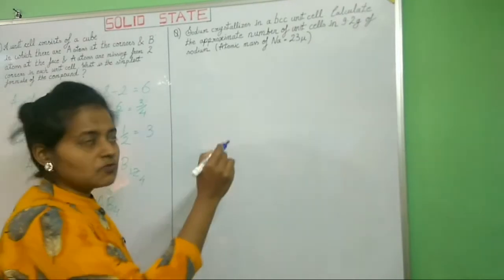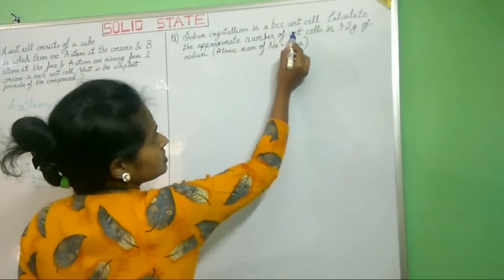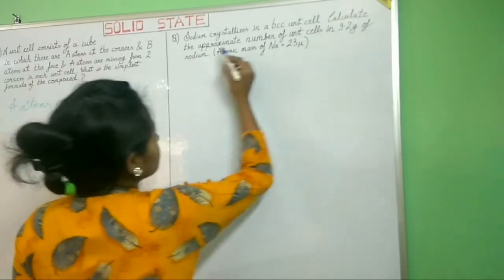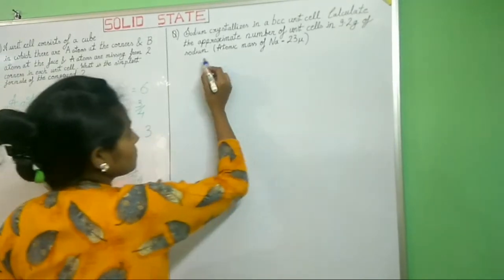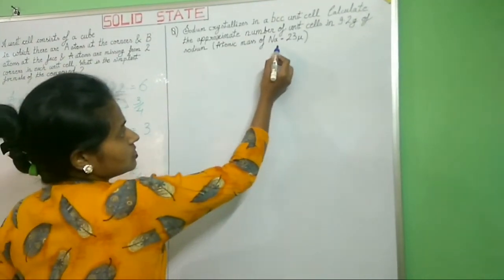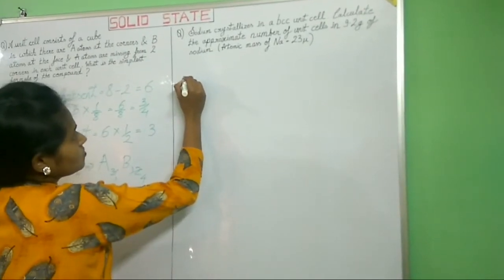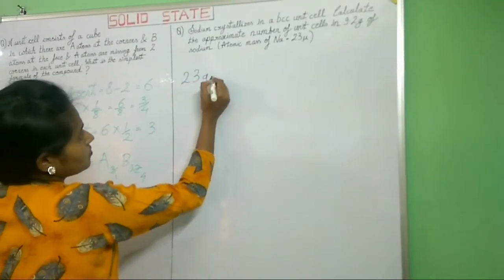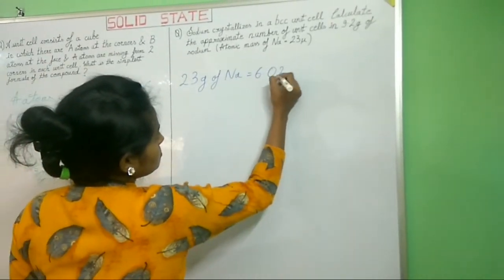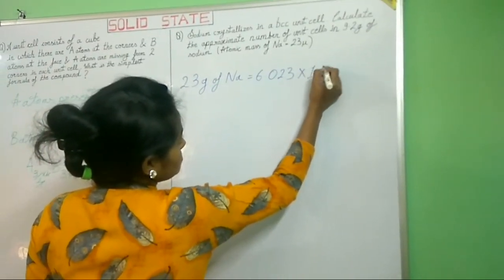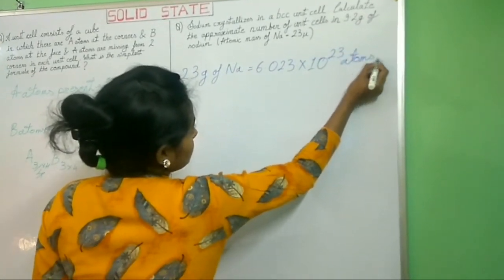Now let's move on to the next question, which says sodium crystallizes in a BCC unit cell. Calculate the approximate number of unit cells in 9.2 grams of sodium. Atomic mass of sodium is already given, that is 23. So 23 grams of sodium contains 6.023 into 10 to the power 23 atoms. Avogadro's number, 1 mole of sodium.